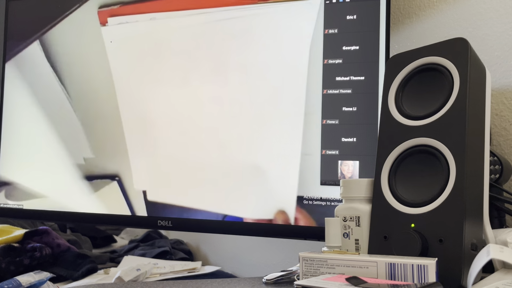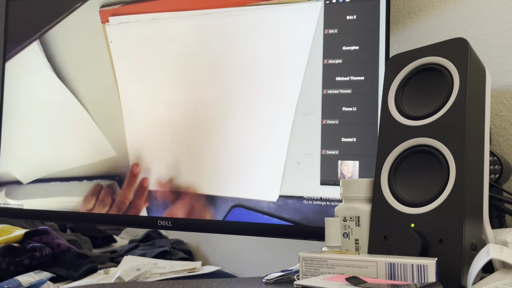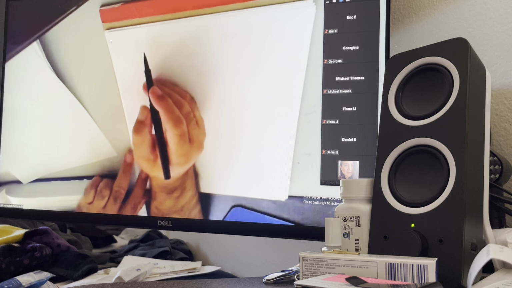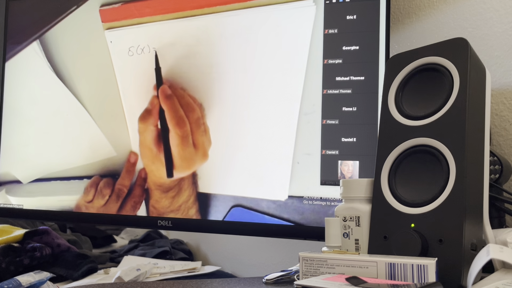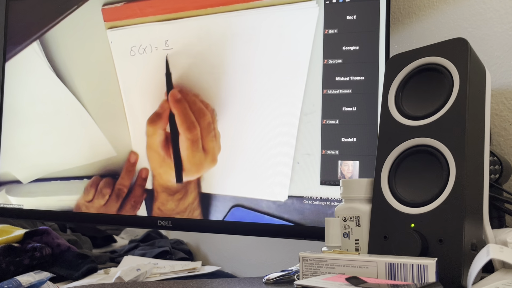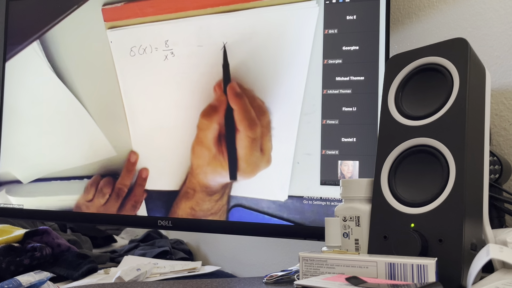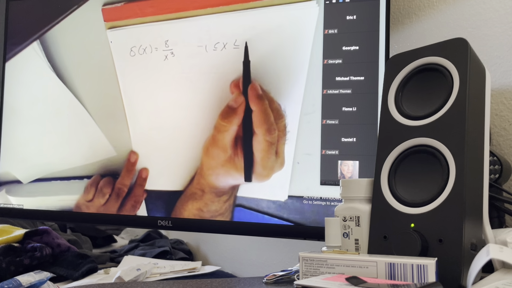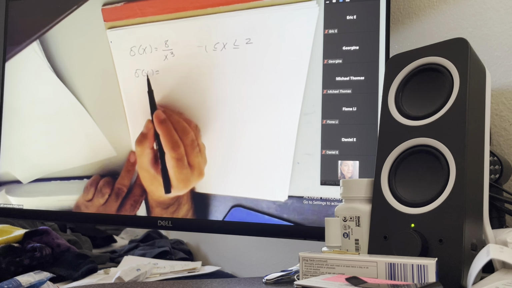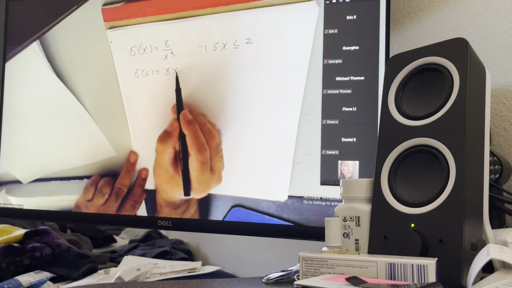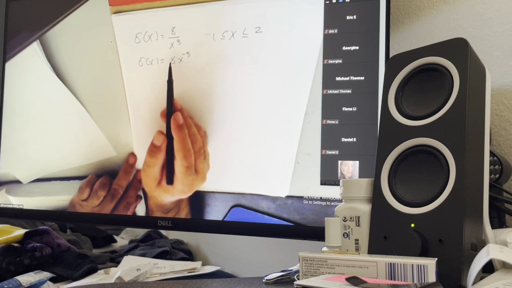Okay, so one more problem. This time I will do another exercise. Let's say the density function is given as 8/x cubed, and x is between 1 and 2. This is the same as 8x to the -3, which will help us with the integration in this case.